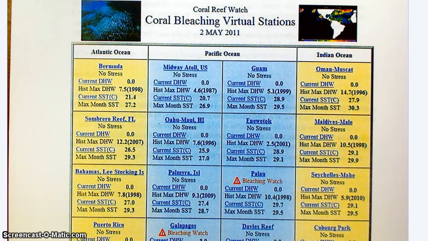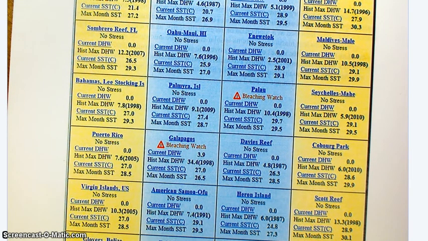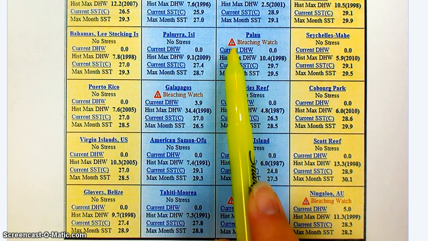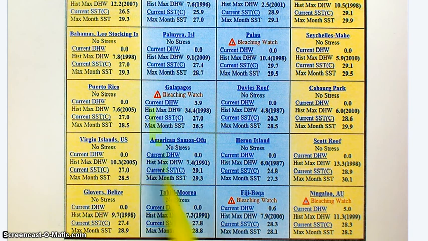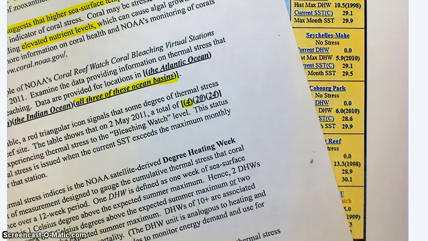Number 22, in the Figure 2 table, a red triangular icon signals that some degree of thermal stress is present at a reef site. The table shows that on the 2nd of May 2011, a total of how many stations were experiencing thermal stress to the bleaching watch level. Bleaching watch level means that they've got the little red exclamation point. And there are 1, 2, 3, 4. There are 3 in the Pacific and 1 in the Indian. So that's a total of 4 stations.